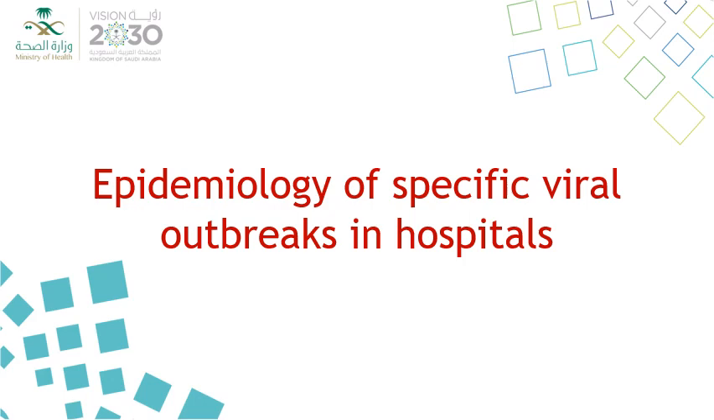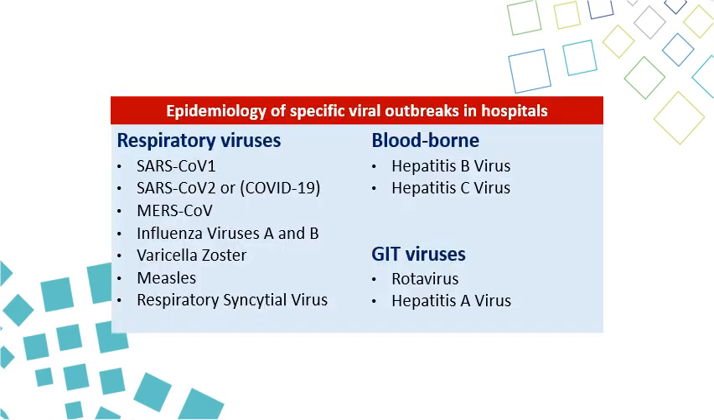We will talk today about the epidemiology of specific viral outbreaks in hospital setting. There are three groups of viruses, including the major group respiratory viruses, but also bloodborne viruses and GIT viruses. For the respiratory virus, we will talk about SARS, which is SARS-CoV-1, and SARS-CoV-2, which is COVID, MERS-CoV, influenza A and B, varicella zoster, measles, respiratory syncytial virus. For bloodborne, we'll talk about hepatitis B and C. For GIT, we'll talk about rotavirus and hepatitis A virus.